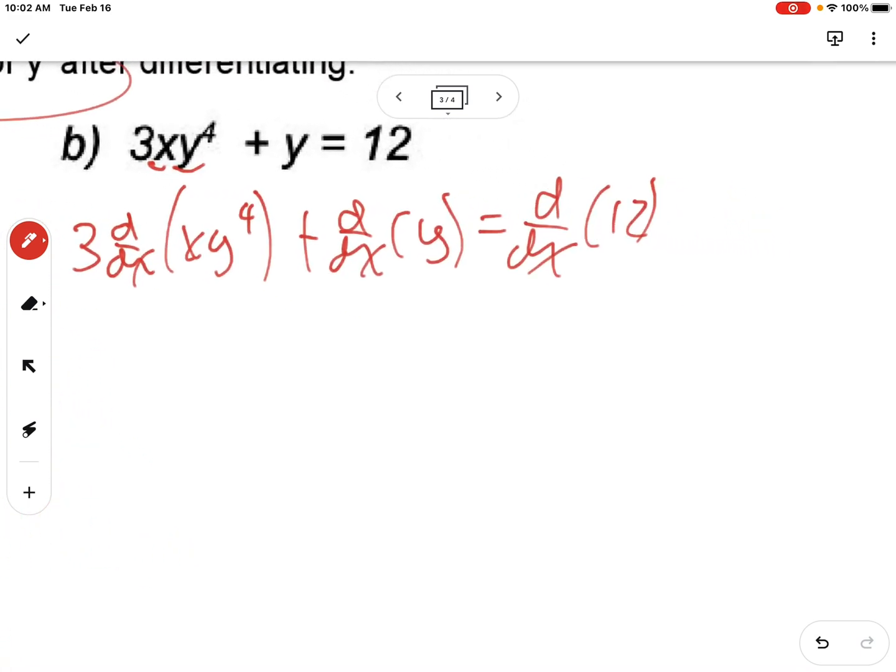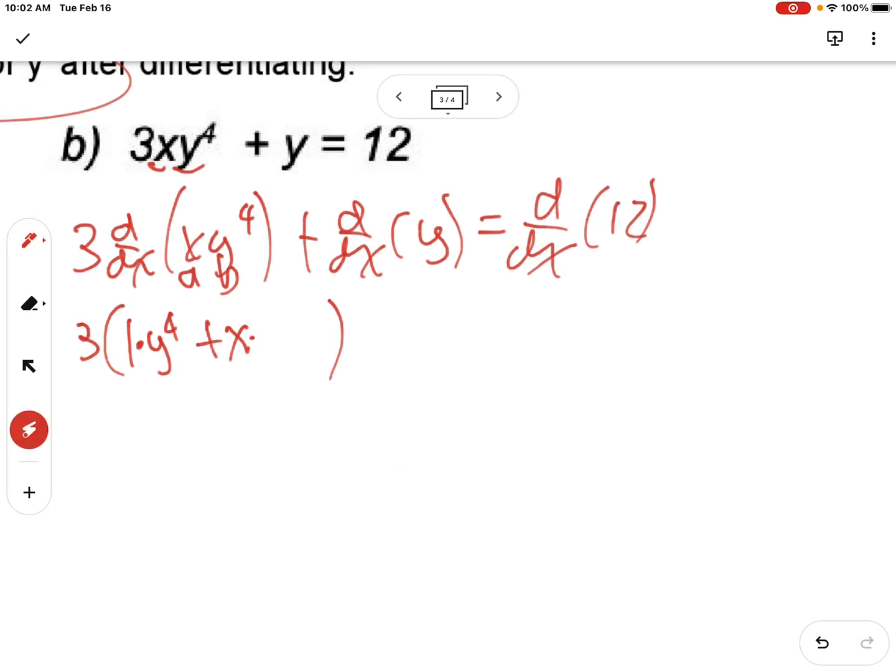So if I look at this, what I'm going to do here is I'm going to have to do the product rule. That's a and that's b. So it's going to be 3 and then a prime b. So that's going to be the derivative of a is 1, and then b is y to the fourth plus a b prime, x multiplied by b prime.